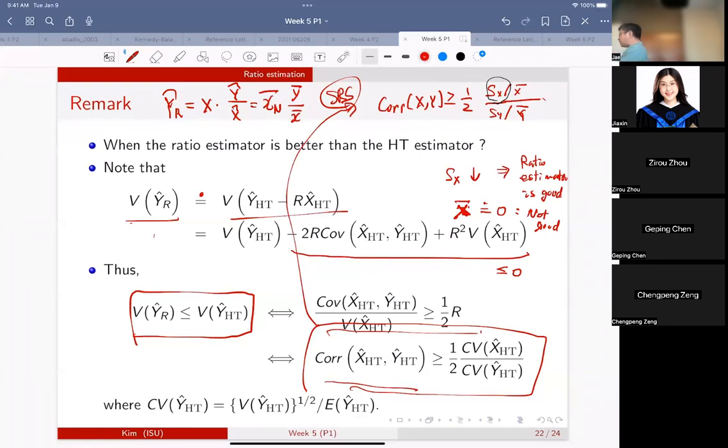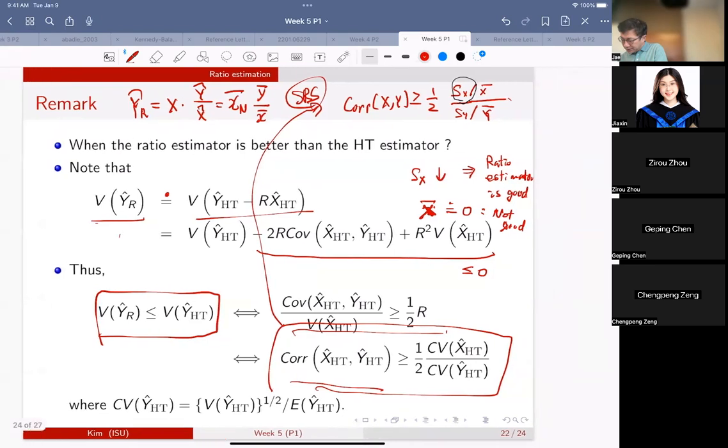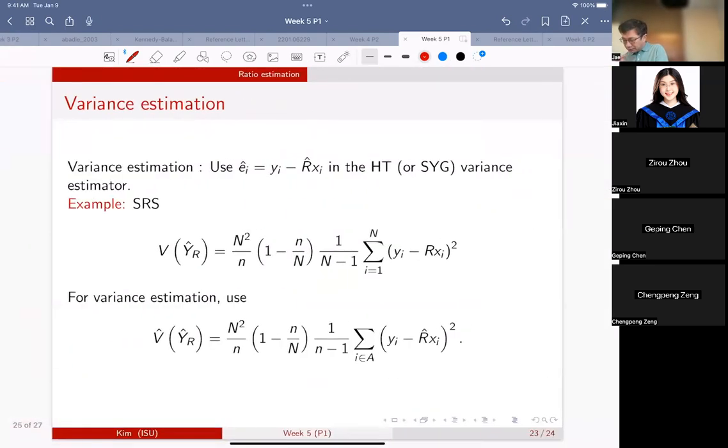because of the denominator. The fact that the mean is close to 0 for the auxiliary variable is not really good, especially in ratio estimation. So that is something I like to emphasize. And then let's move on.